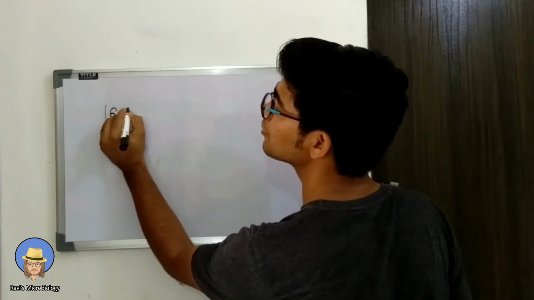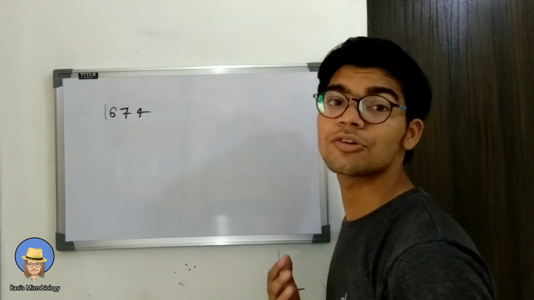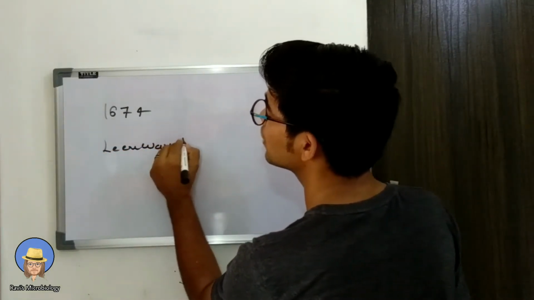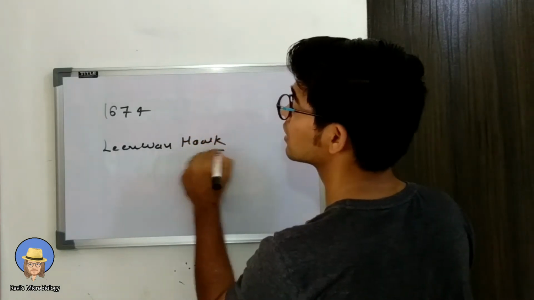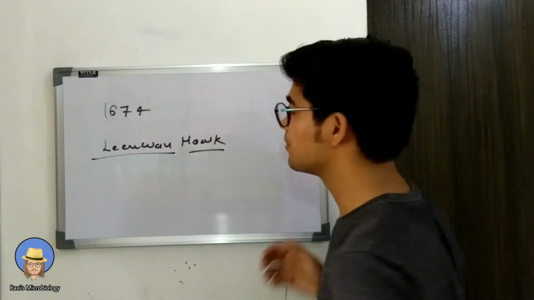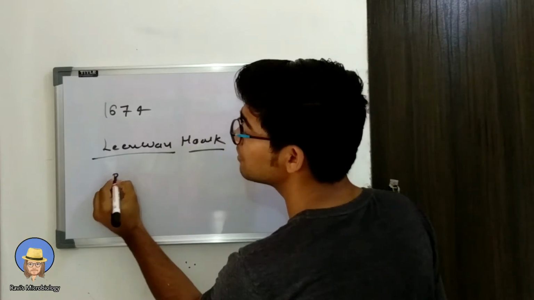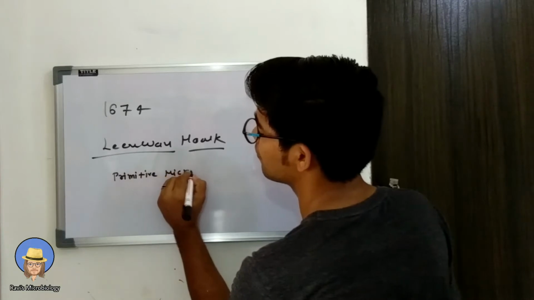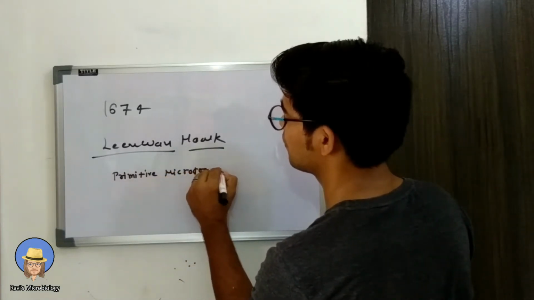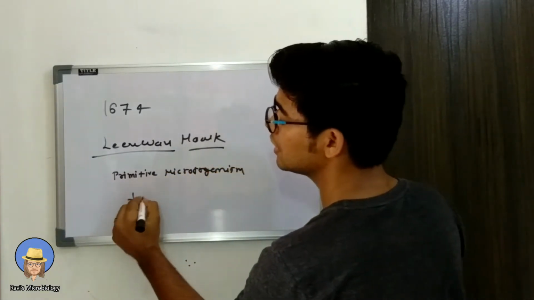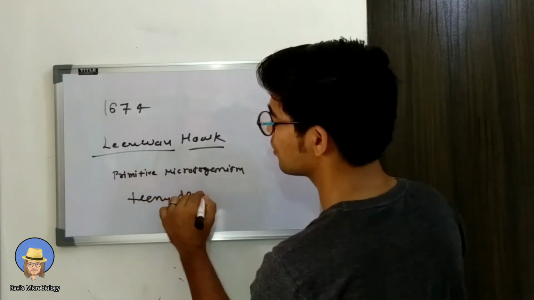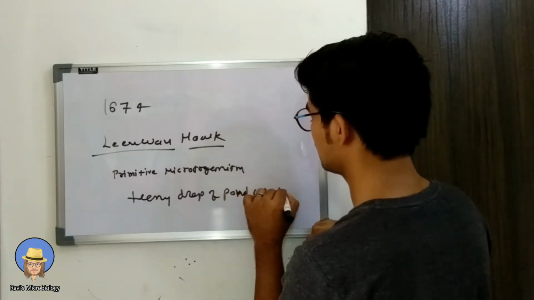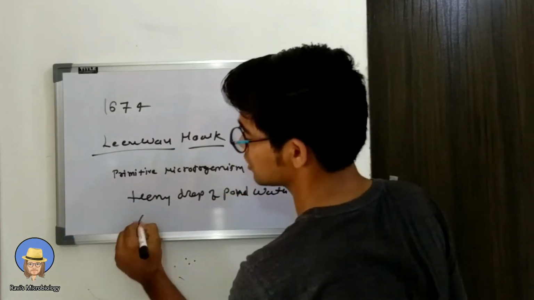In 1674, after Robert Hooke discovered the cell, the scientist named Leeuwenhoek, the father of microbiology, discovered a primitive microorganism in a teeny drop of pond water. He discovered little molecules.